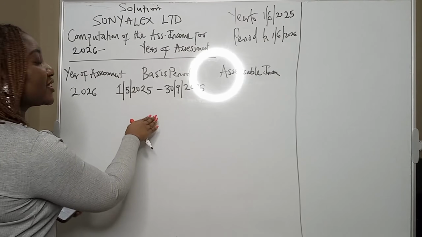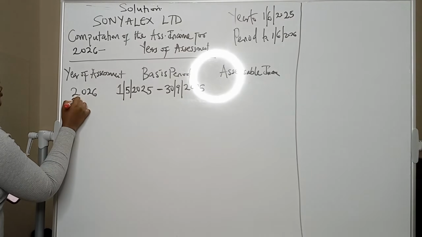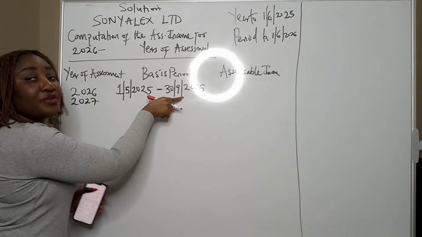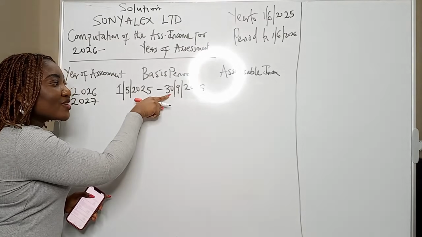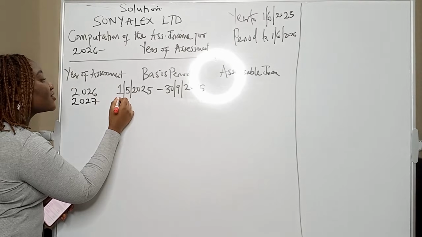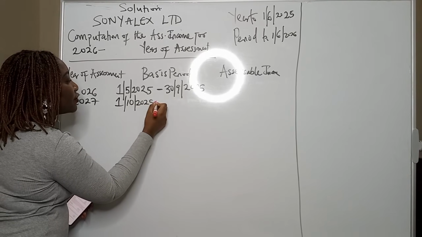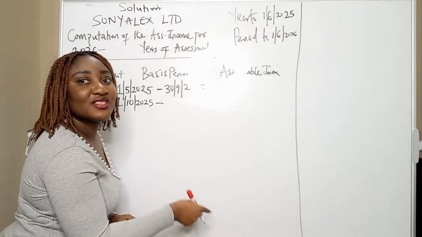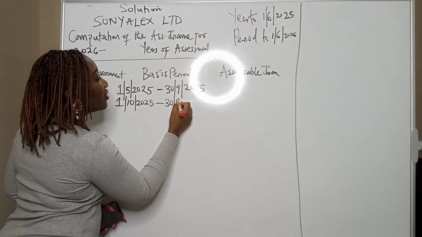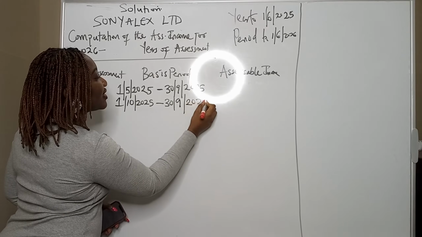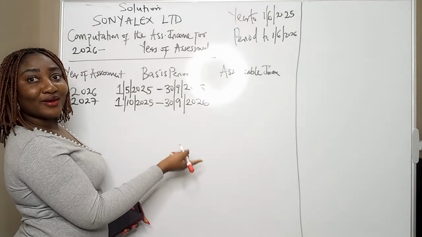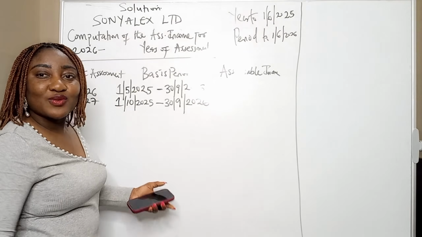Then your next basis period. Of course, you know that your next tax year is 2027, and that will be the next day, right? What's the next day after this? You already know it's 1st of October 2025 to your next accounting year end, 30th of September 2026. It can't be 2025 again. It's 12 months from now, accounting year end.